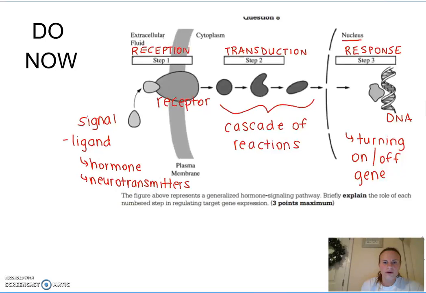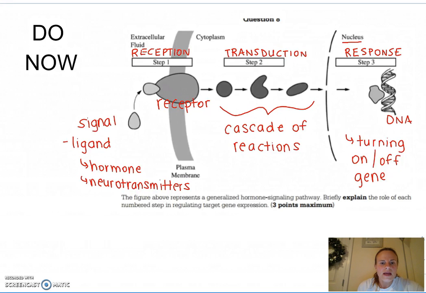That step 1 represents reception, that you have a signal known as a ligand, for example, a hormone or neurotransmitter that binds to a receptor, causing a conformational change in the receptor, which leads to transduction and a cascade of reactions, which ultimately activates a response. In this case, the response was the turning on or off of a gene.